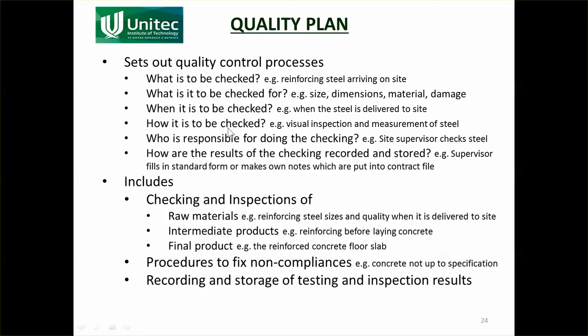So the quality checks will include checking the raw materials when they come on site, when they're on the truck. When you're halfway through it, so if you're doing, say, a reinforced slab, you'll check the reinforcing steel. Is it at the right cover? Does it have the right spacing? Is it the right type of steel? You'll do that before you pour the concrete, because after the concrete's poured, it's very hard to check. And then you'll check the final concrete slab.